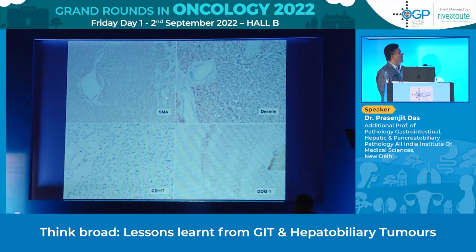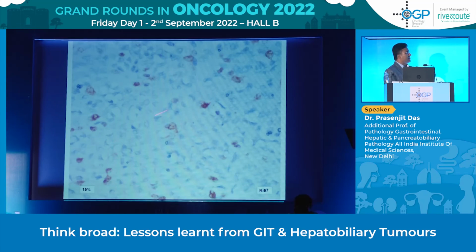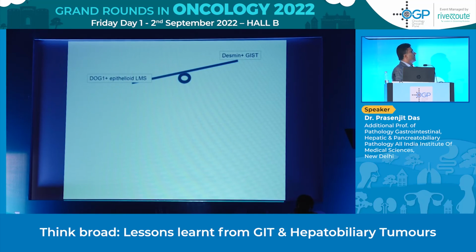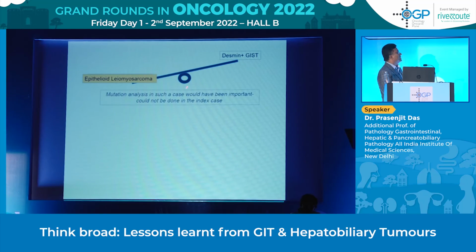It is classical, and SMA and desmin again positive, similar pattern. DOG1, this time it was patchy positive, not diffuse like the previous one, and CD117 is again negative. Ki67 was 15%. So I preferred the possibility of a DOG1 positive epithelioid leiomyosarcoma over the GIST. This was preferred. However, a mutation analysis in such a case could have been more helpful to substantiate my diagnosis. In this case, I could not do that.